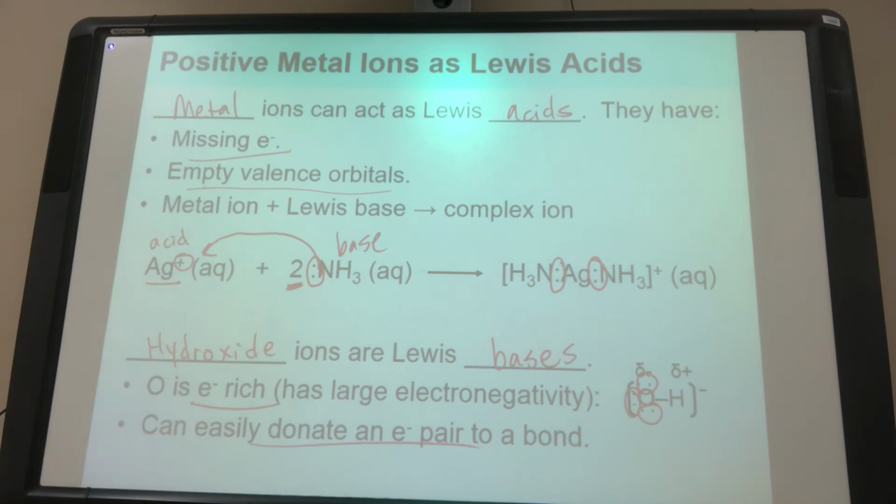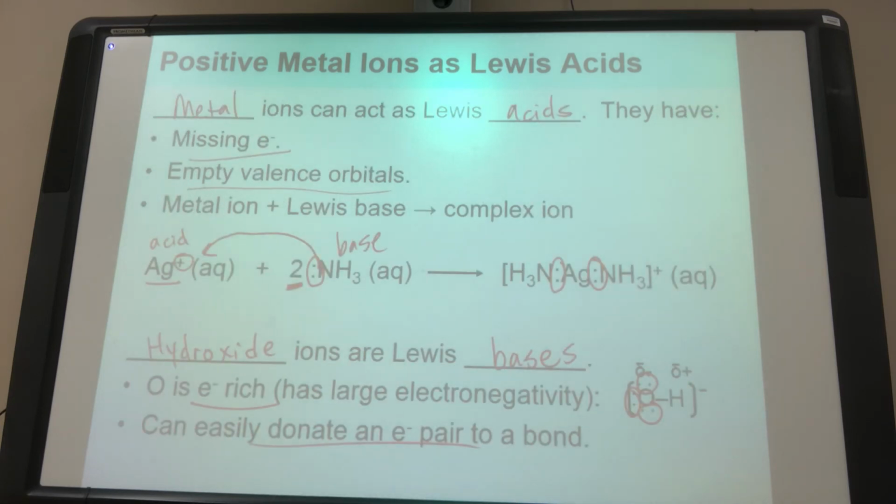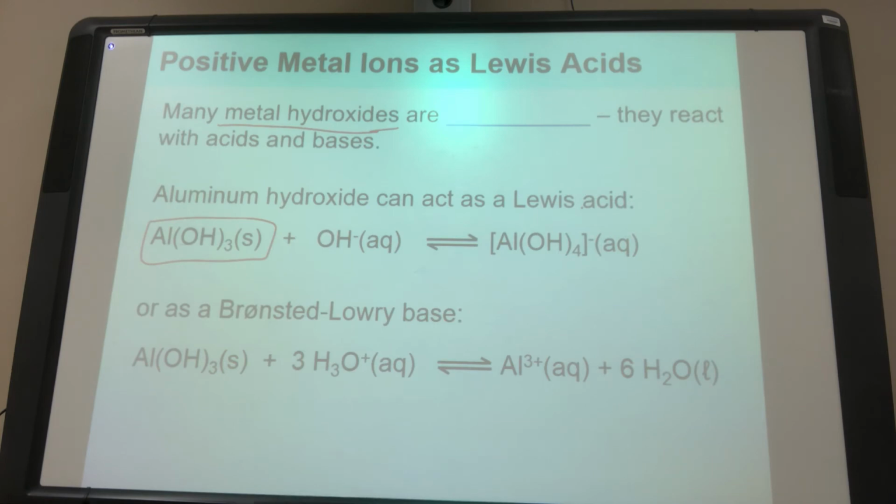Okay, so that's a metal by itself. This is a hydroxide by itself. Now let's talk about a metal hydroxide. Metal hydroxides are compounds that have the metal and the hydroxide together. So here it's aluminum hydroxide. Because it has the metal and the hydroxide, the metal wants to be the acid, the hydroxide wants to be the base. So they're kind of fighting to see which one they're going to be. So they are going to end up being amphoteric.